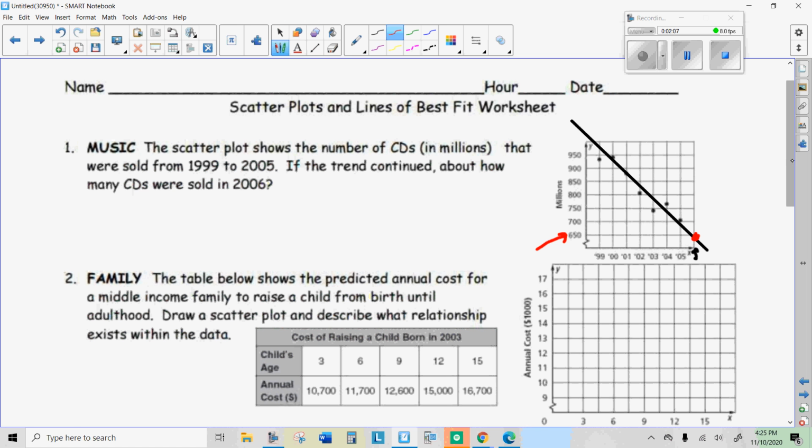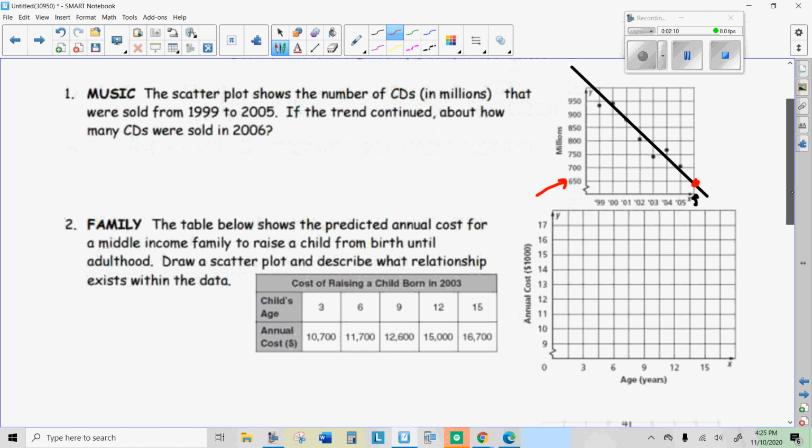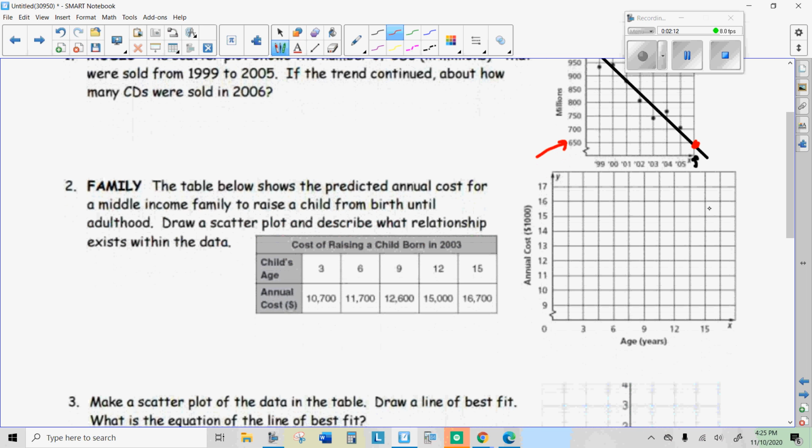All right. Okay, on number 2, we're given some data about families and the cost of raising a child in 2003 from birth until adulthood. So it says make a scatter plot. Now to make a scatter plot, you're just going to have to estimate. Notice that this is in the thousands of dollars. So 10,700 at 3 is going to be about right there. 11,700 at 6 is going to be about right there.